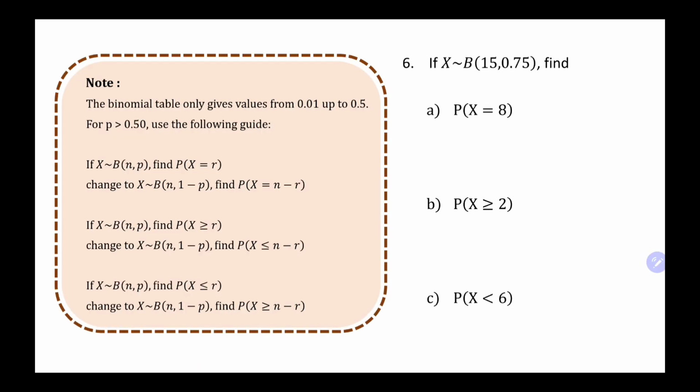Next, the binomial table only give values from 0.01 up to 0.5. Ni value untuk P. Dia hanya bagi 0.01 sampai 0.5 aja. For P greater than 0.5, use the following guide. Maksudnya, kalau P yang kamu dapat besar daripada 0.5, tak ada dalam table. So, kita terpaksa gunakan guide-guide yang dia bagi ni untuk cari guna table juga.